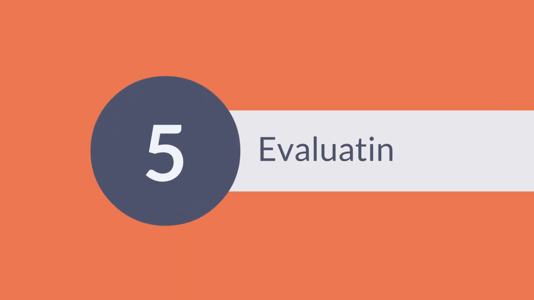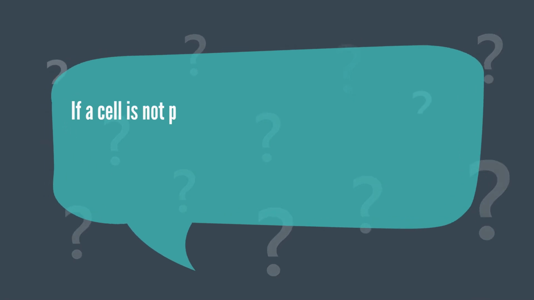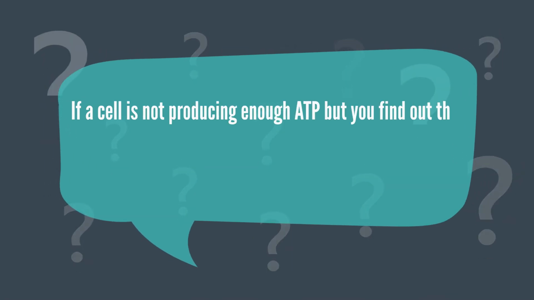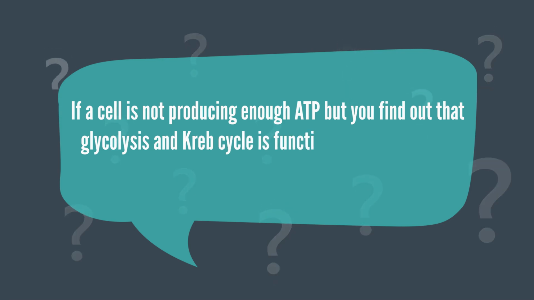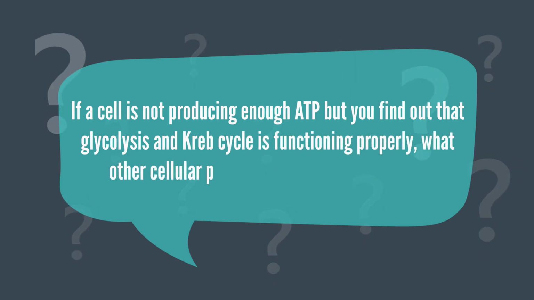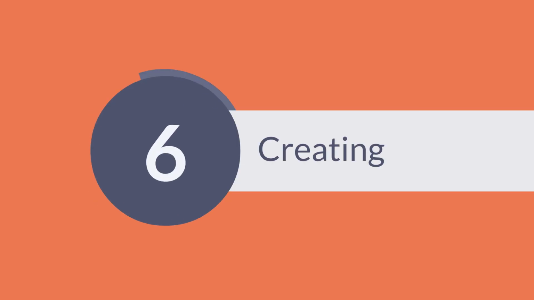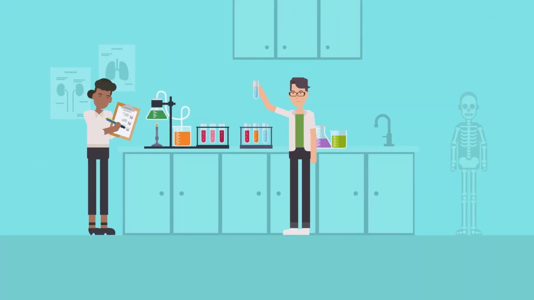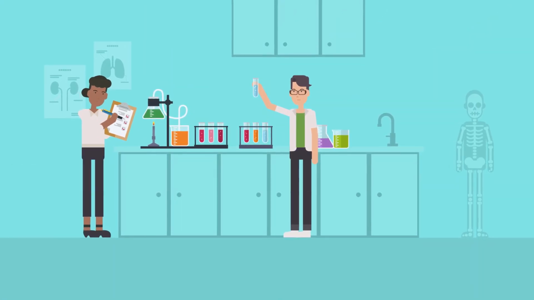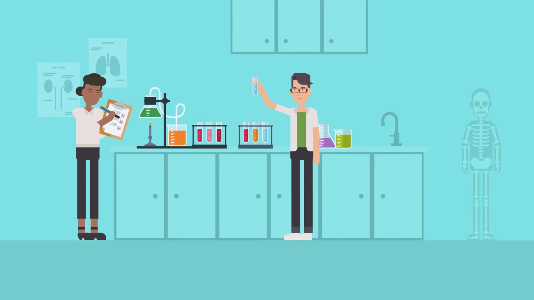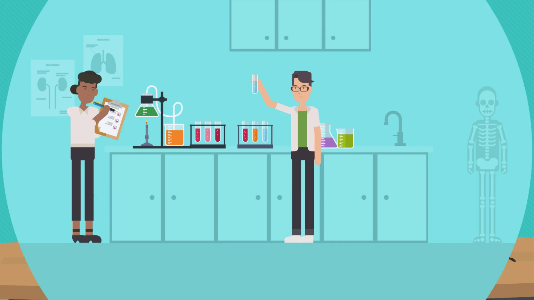5. Evaluating. If a cell is not producing enough ATP, but you find out that glycolysis and Krebs cycle is functioning properly, what other cellular process could be dysfunctional? 6. Creating. Design an experiment to test the hypothesis of your chosen dysfunctional cellular process in question 5.